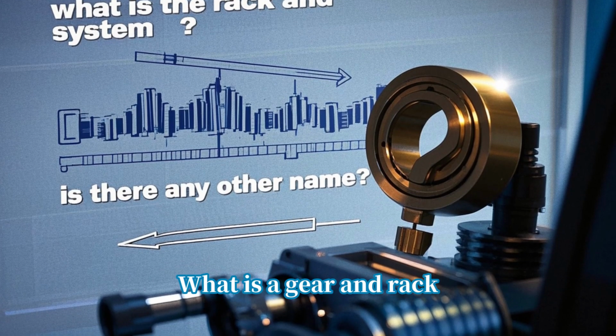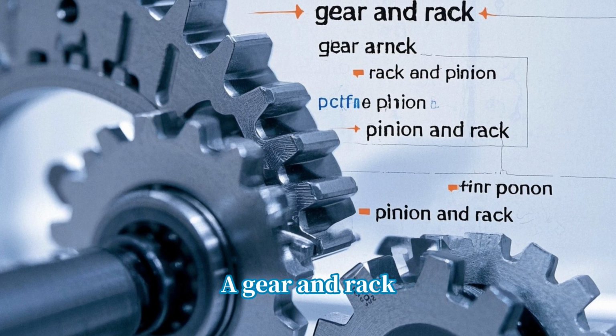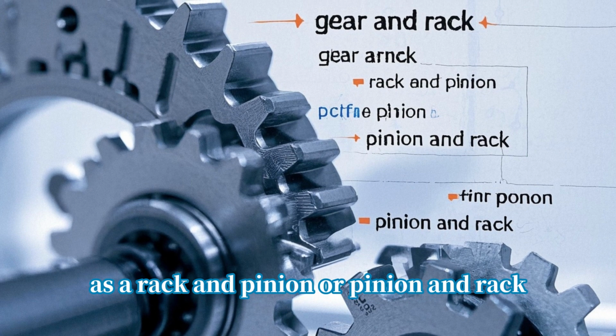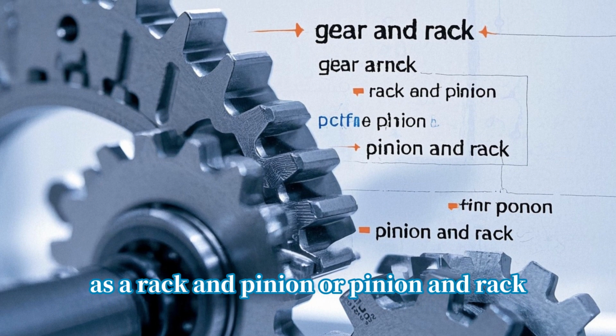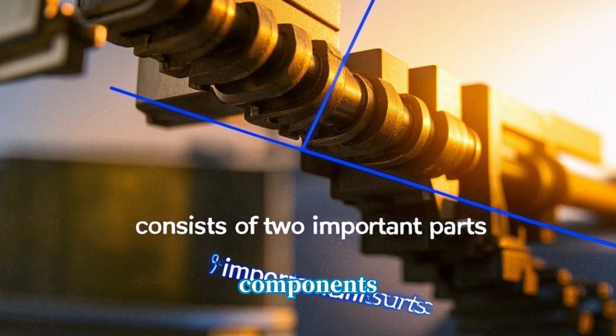What is a gear and rack? Any other names? A gear and rack, also known as a rack and pinion or pinion and rack, is a mechanical system comprising two essential components.